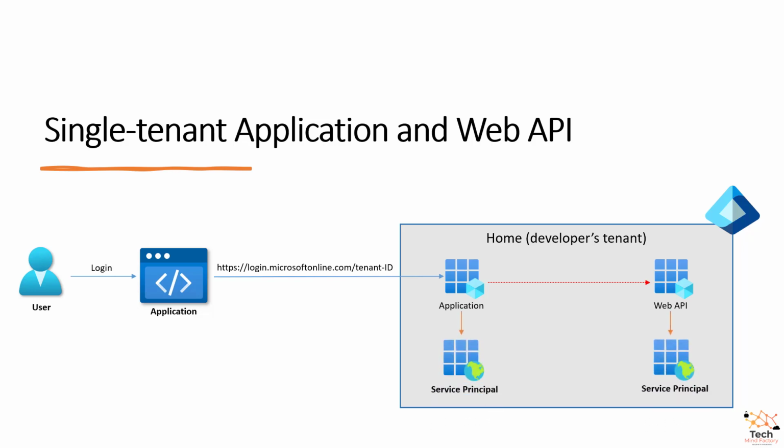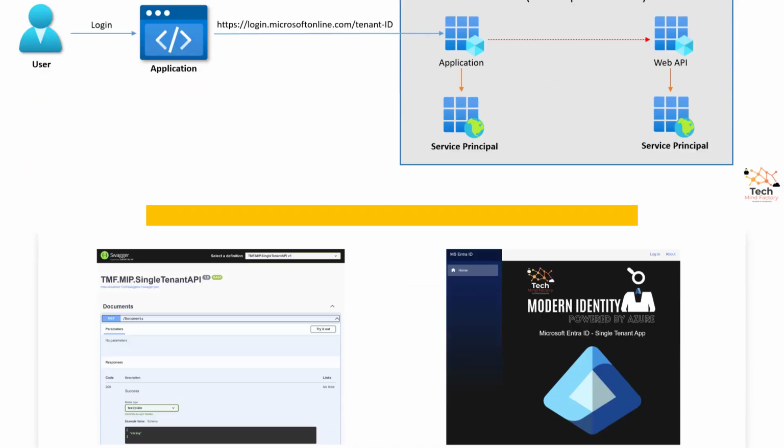So underneath, we have two service principals within this tenant: one for the application, one for the web API. In this specific scenario, once we grant consent, the application can call the web API. So an access token is returned to the application, and the application can call the web API with this access token. So it's quite simple when it comes to single tenant applications.